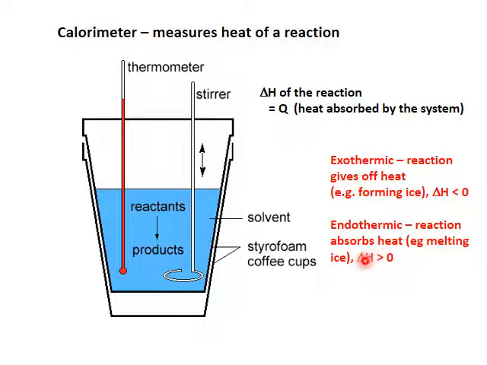So remember that delta H is greater than 0, you're breaking bonds. The reaction absorbs heat. Exothermic, or forming bonds, the reaction dissipates heat.